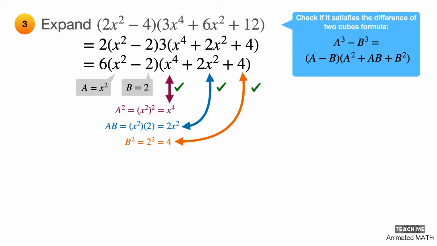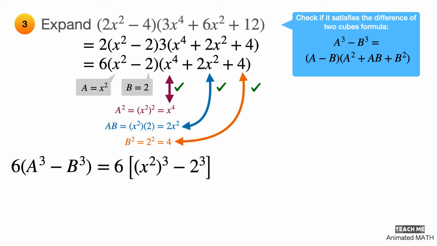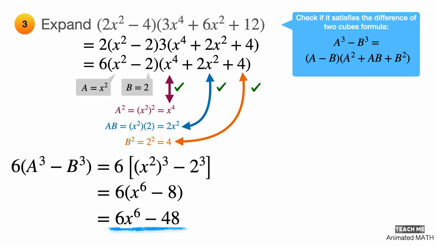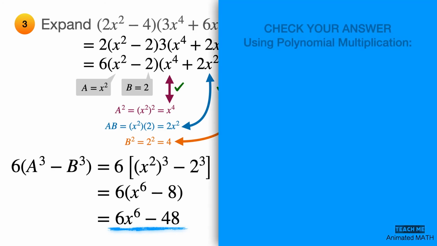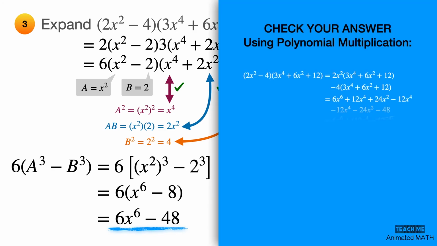Cool trick, right? Compute for the final answer by substituting x squared and 2 for a and b. The final answer is 6x raised to 6 minus 48. Check it using polynomial multiplication, and you'll see that the final answer is the same.